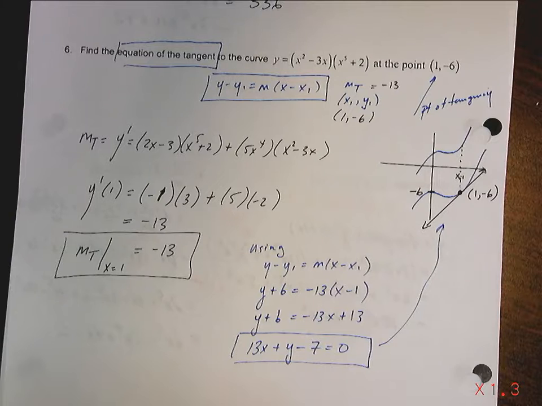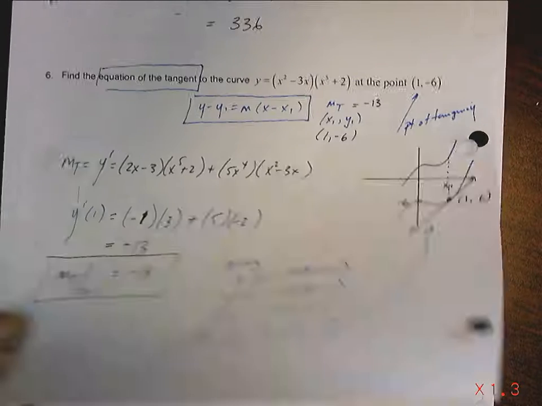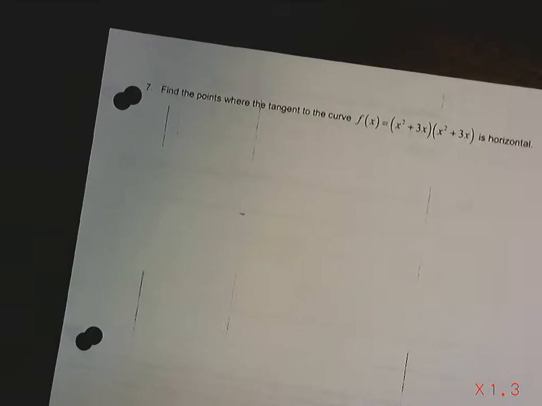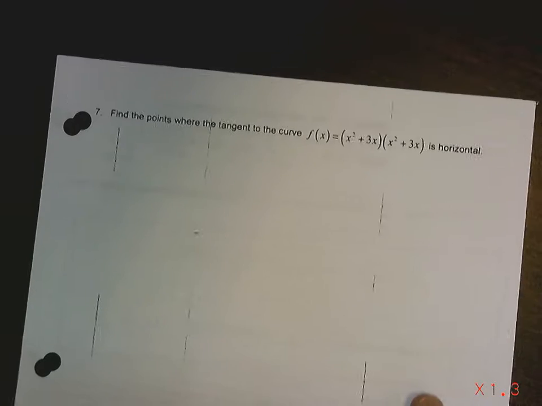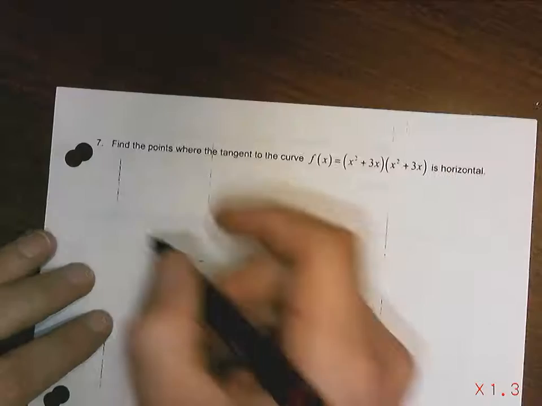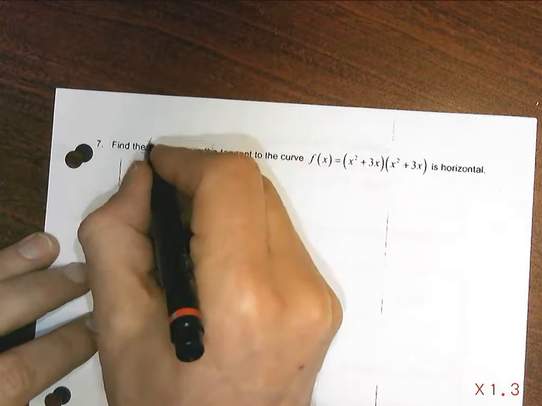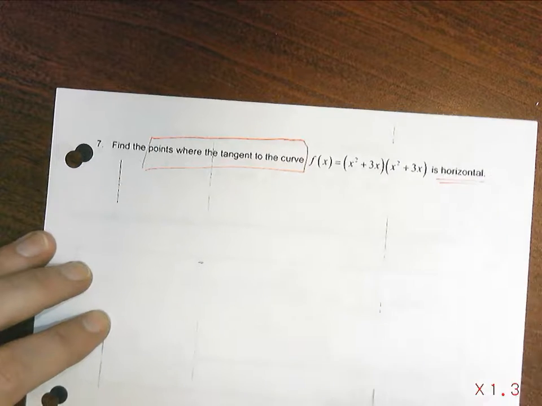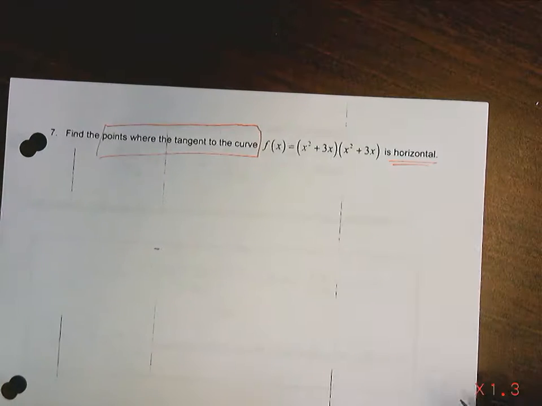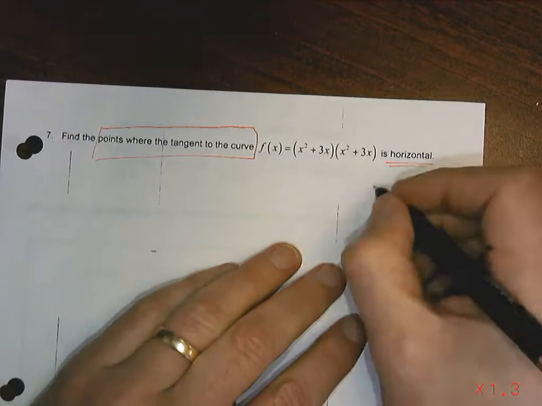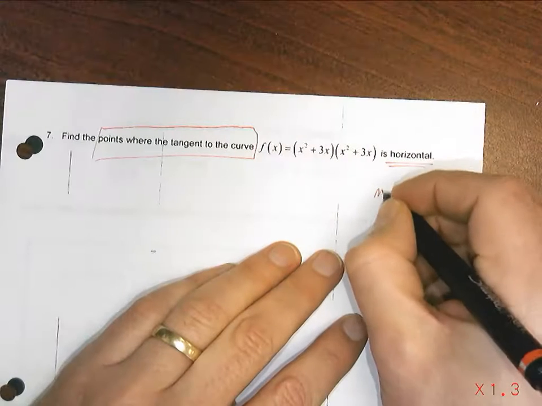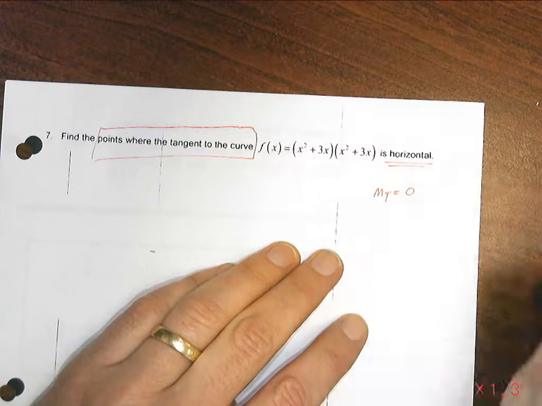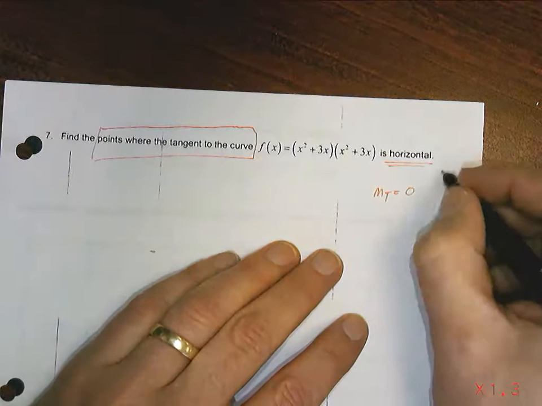Well, so that was question 7. That was question 6. And we have one more question for this. And this one is asking to find the points. Now, that's a different question. Find the points where the tangent to the curve is horizontal. Now, we know that to get a horizontal tangent, you have to have a slope of 0. So horizontal lines have a slope of 0.